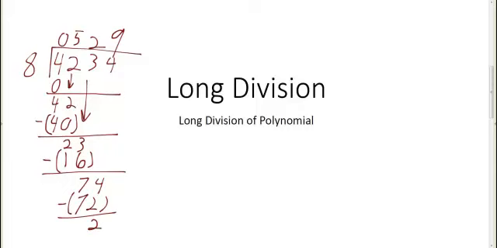Now, you may have seen it written as R2 for the remainder. The way we're going to write it is 2 over 8. So we are adding to it. So our answer, because we have 2 over 8, would be 529 plus 2 over 8. And what that means is if we multiply that number by 8, we will get 4,234.